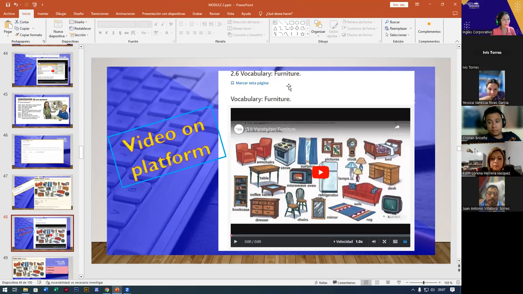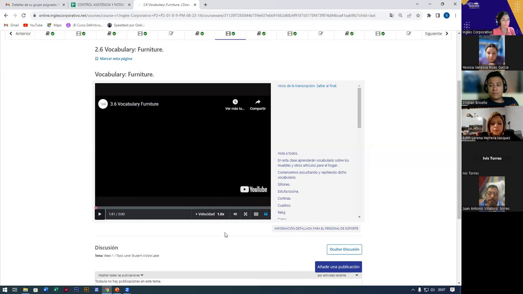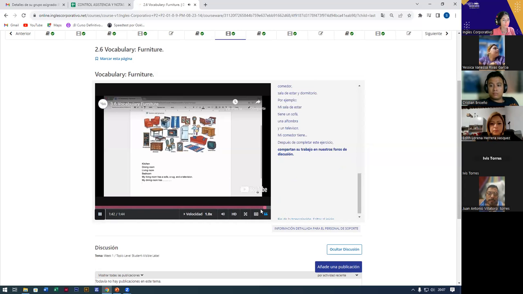That's the vocabulary about furniture. Share your work in our discussion forums.